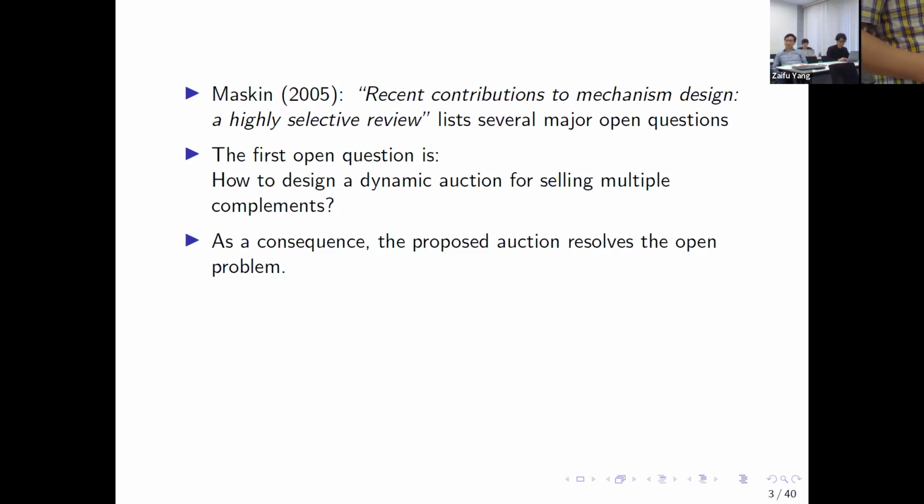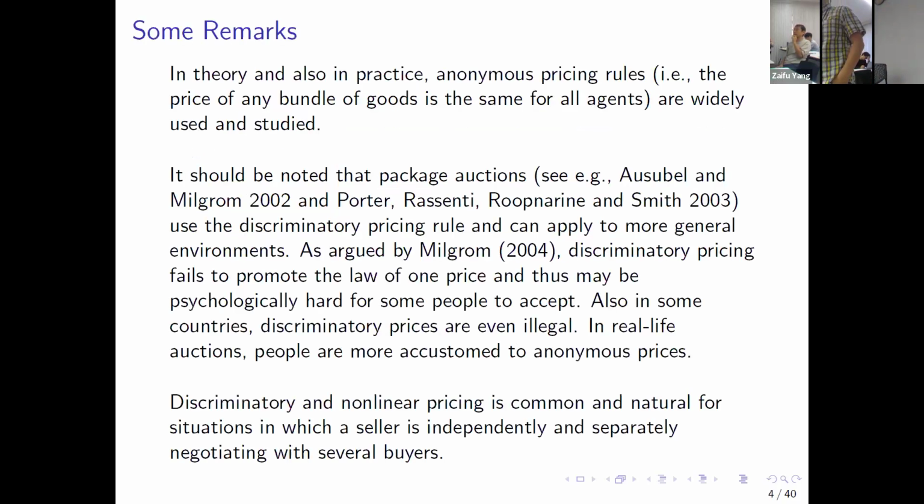So in his survey paper, actually his first question is about precisely what we try to solve. So how to design a dynamic auction for selling multiple complements. And then he proposed a number of open questions. I think some problems have been solved.